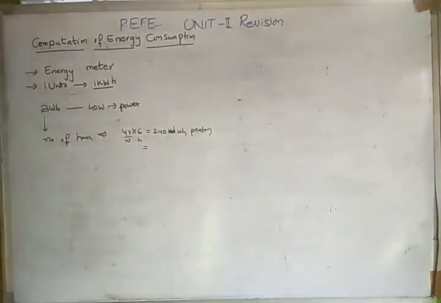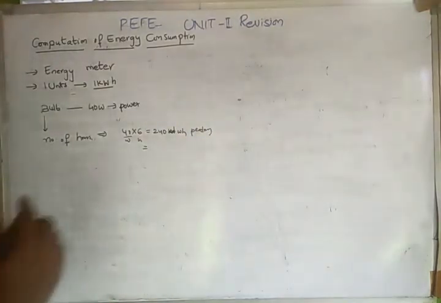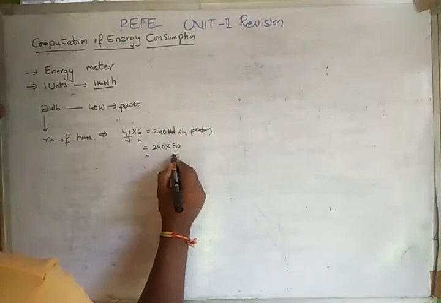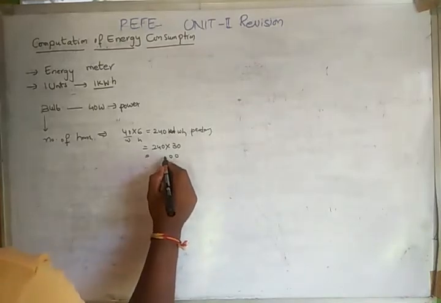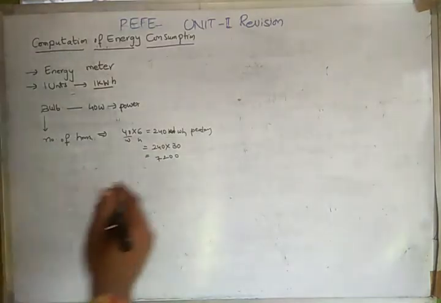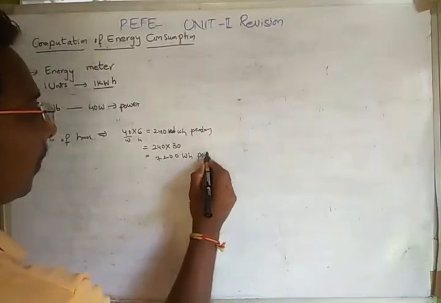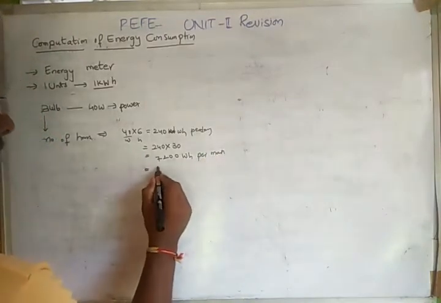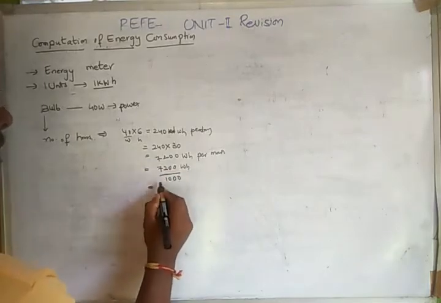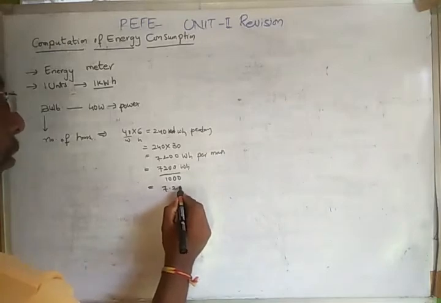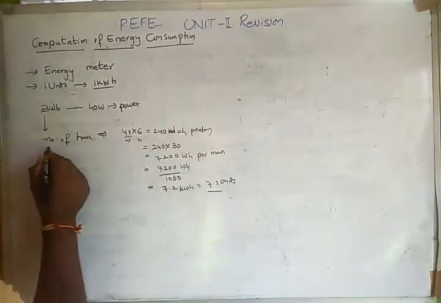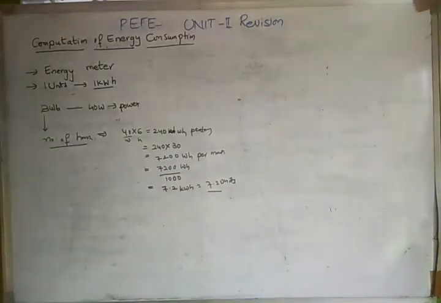Now the bill consumption is generally measured for one month. So 240 into 30 per month gives 7,200 watt hours per month. Now we divide by 1000 to convert into kilowatt hours, which is 7.2 kilowatt hours. That means 7.2 units are consumed by just the one bulb.